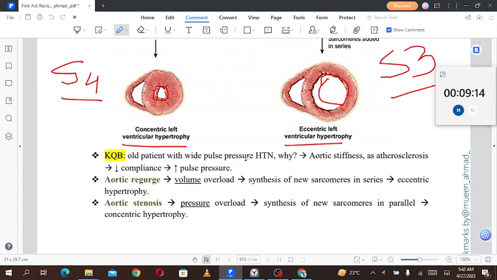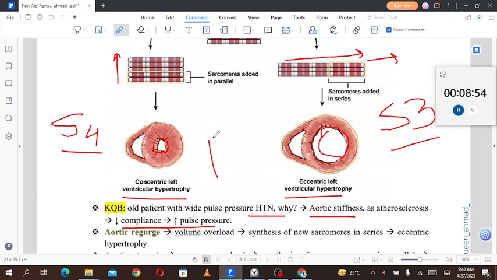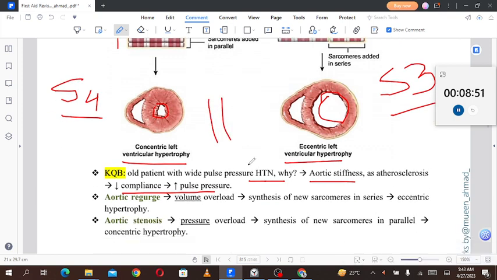Scenario: old patient with a widened pulse pressure and hypertension. Why? So the people who are old, they have hypertension with a widened pulse pressure. Why? Because of aortic stiffness, as the atherosclerosis decreases the compliance and increases the pulse pressure. Okay, so when the compliance is decreased, suppose that this is the arterial wall that is now thickened and it is resisting the dilation in response to every pulse. So resultantly, the compliance is decreased, and due to the decrease in compliance, the pulse pressure is increasing.